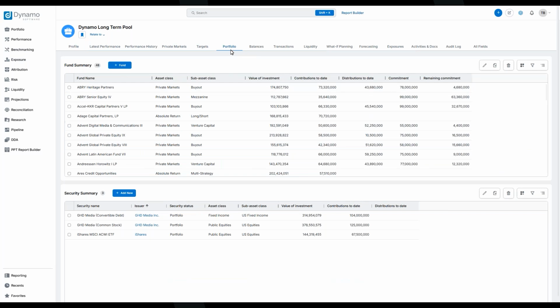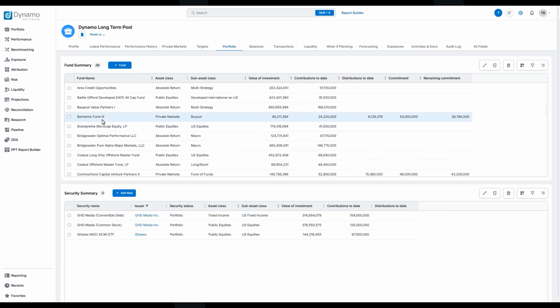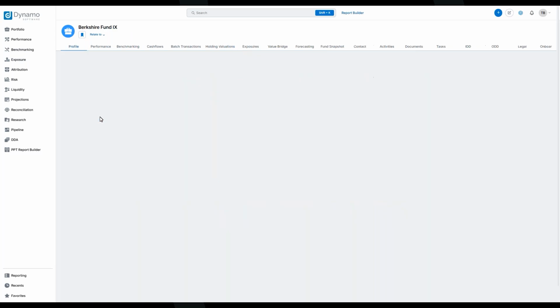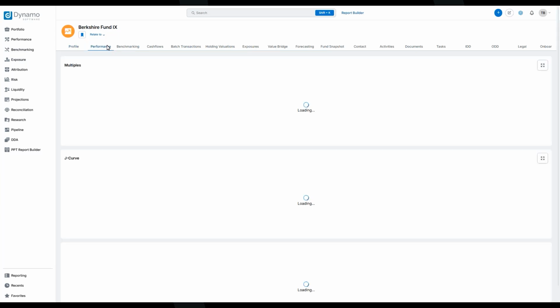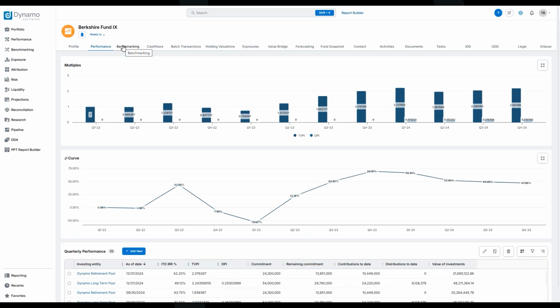So if I come back to the portfolio tab here, I can scroll down and I can see that I'm invested in Berkshire Fund 9. From here, I can double click and it'll take me to the entity page, which is a fund. I've got all kinds of information about the fund. Similar to the investor account level, I have access to performance. How has Berkshire Fund 9 performed? I can see how it compares to its benchmark. I can see all my historical cash flows and transactions and balances as I'm invested in Berkshire Fund 9. But today we're focusing on HoldingsInsight.